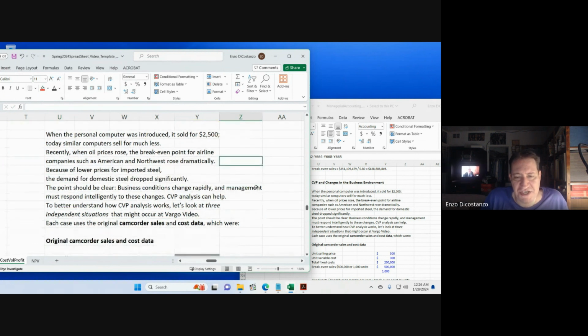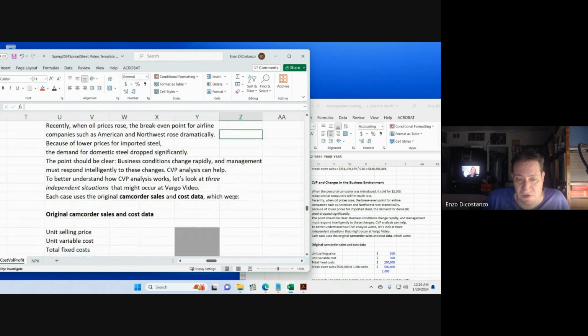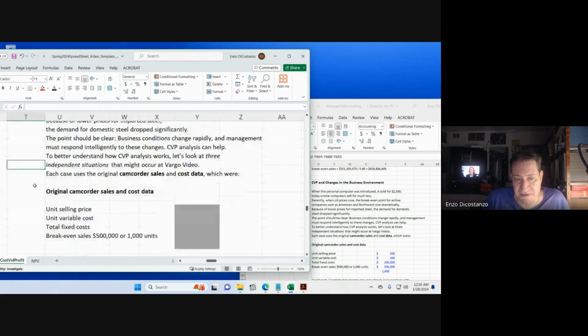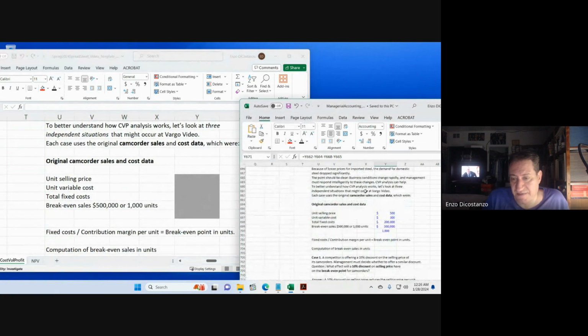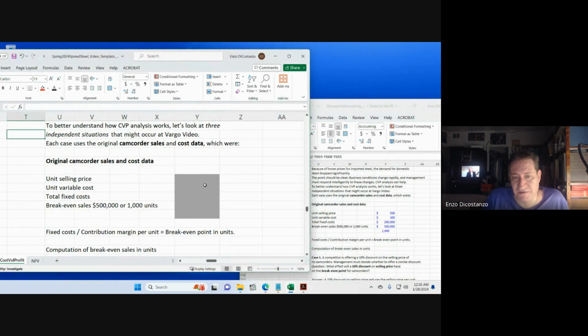Business conditions can change, and management has to respond to that. Cost volume profit analysis can help. We're going to look at 3 independent situations relative to our initial example, the camcorder sales example. It's a very similar form, so we're just going to repeat some things here.